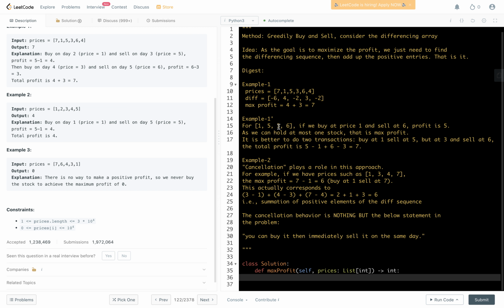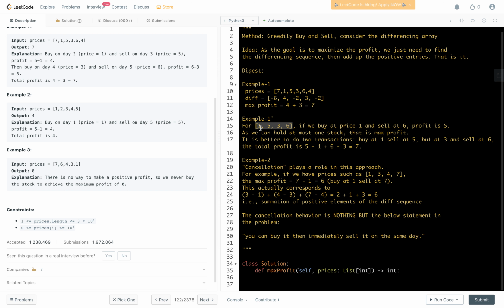So let's further digest. If we look at this piece, let's pretend this is the prices. There are actually different strategies we can try. For example, we buy at price 1 and then sell at price 6. In this case, the profit is 5. As we can hold at most one stock, that's the maximal profit if we do this kind of transaction. So actually, it's better to do two transactions.